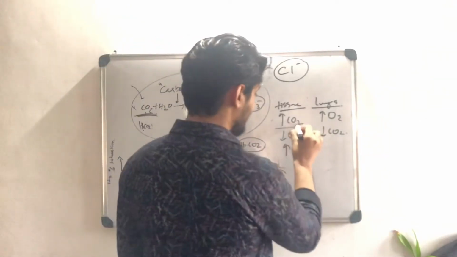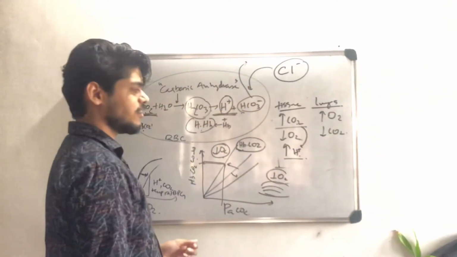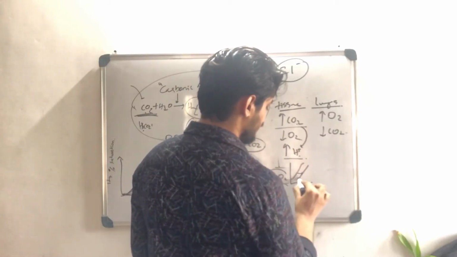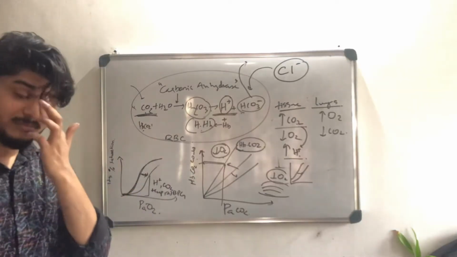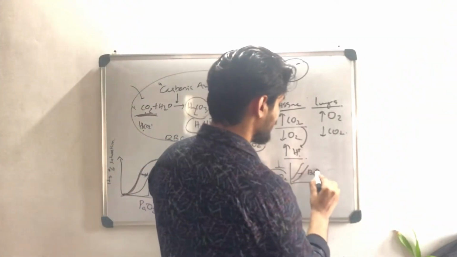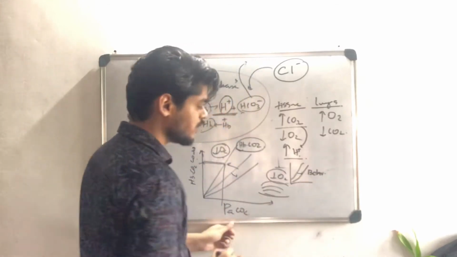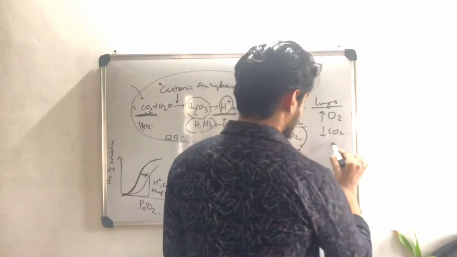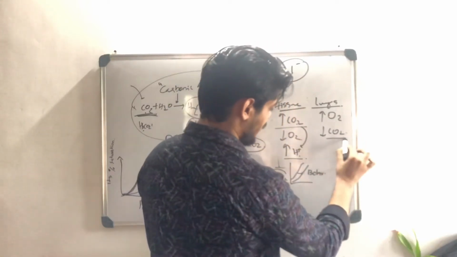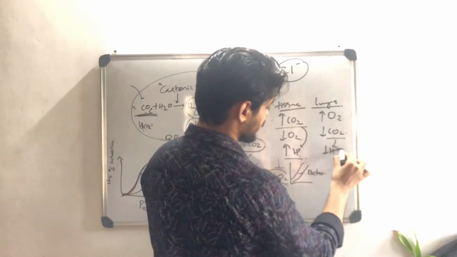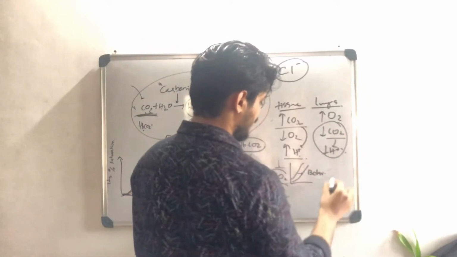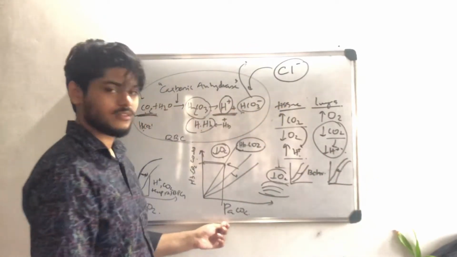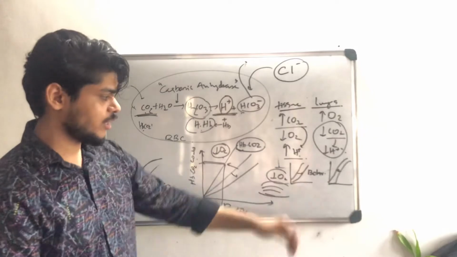Okay. And if there is more H plus, what will happen? There is this shift of the curve towards the right side. This is due to Bohr effect. Oxygen dissociation curve will be shifted towards this side because of the H plus. This is Bohr effect. Okay. And here, because there is less carbon dioxide, there is less H plus also. Okay. And if the H plus is less, what will happen? This shifts toward the left side. Okay. So that we understand.